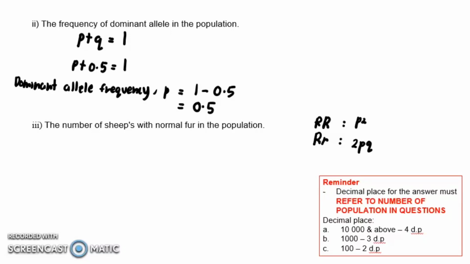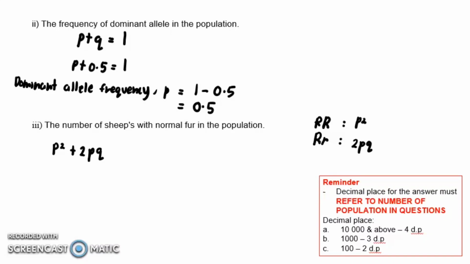So what do you have to find to get the number of sheep with normal fur? Firstly, you have to find the genotype frequency for both homozygous dominant and heterozygous, and then you have to multiply with the total number of individuals in the population. So what do you need to do? First, we have to find P square plus 2PQ, like this.